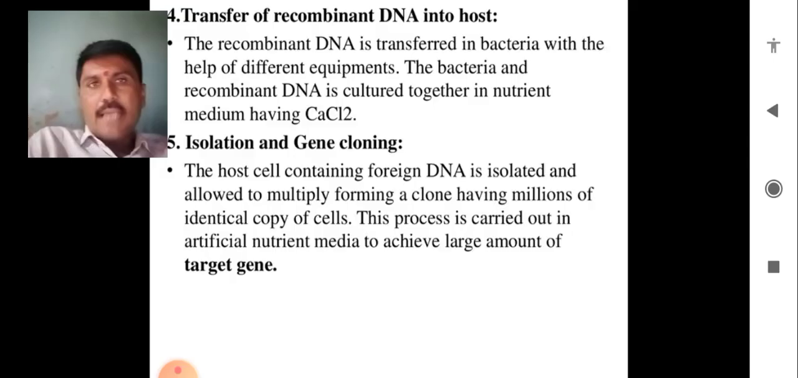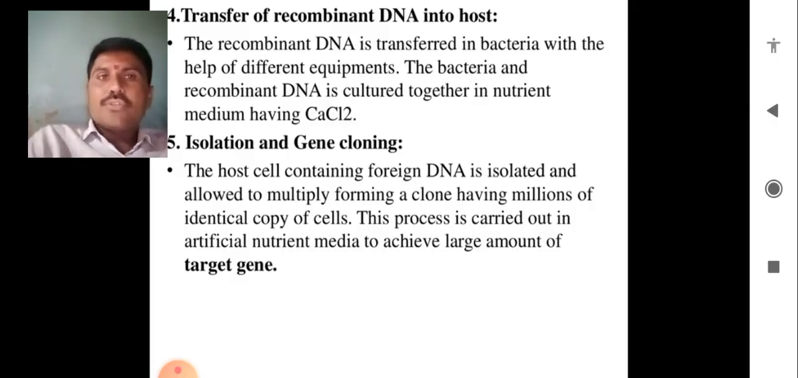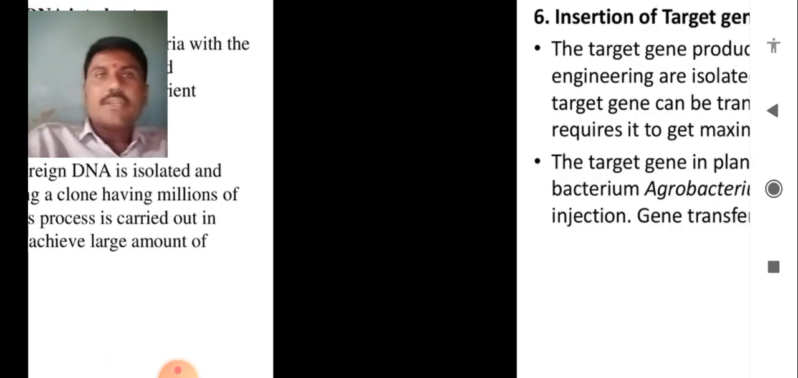Such a process is carried out in a medium. Sometimes we use nutrient agar, or sometimes we also use nutrient broth, to achieve a large amount of the target gene.